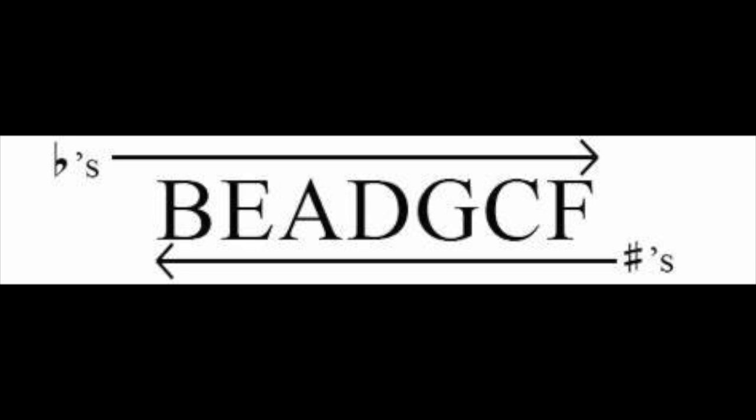Now the order of sharps is going to be F, C, G, D, A, E, B. Notice that this is the order of flats, but in reverse. So the G scale has one sharp, which is going to be F sharp, and the key of D has two sharps, which is going to be F sharp and C sharp, and it keeps going that way.